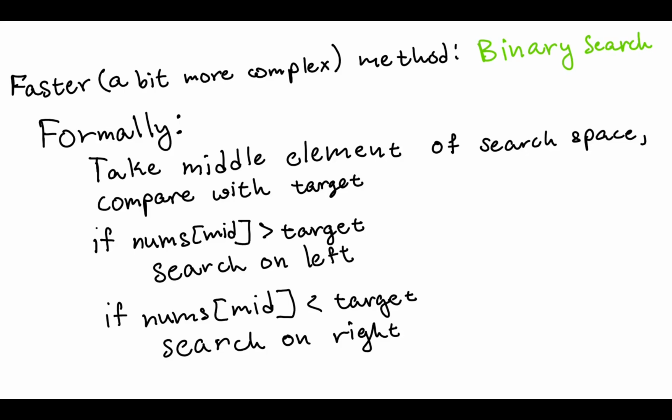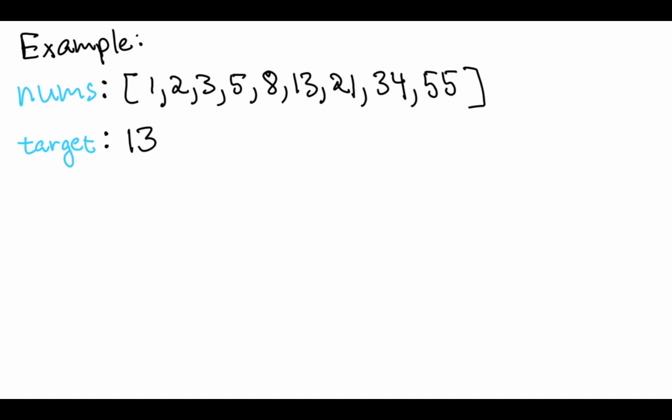If the target is less than the mid, we know that the target must be on the left side of the array because this array is sorted. And if the target is greater than the mid, then we know that the target must be on the right side of the array. Let's take an example.